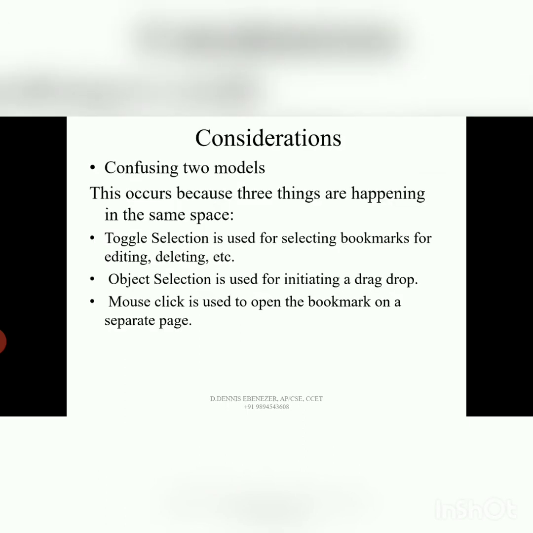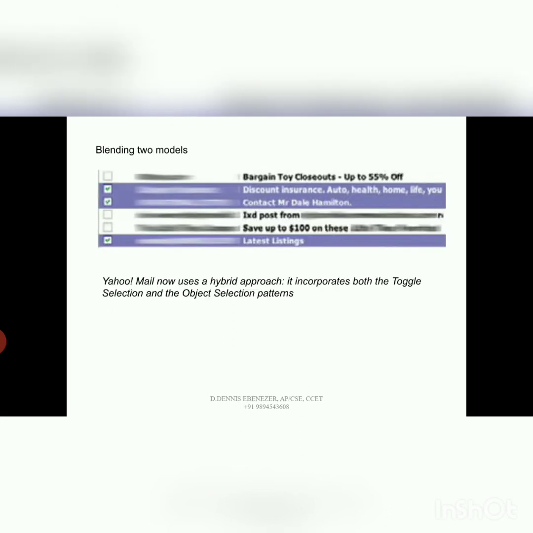The last one is mouse click option. That is nothing but when you just click the mouse in the bookmark, this hybrid selection will come into action. Here we can see the Yahoo Mail that uses a combination of both toggle and object selection methods.